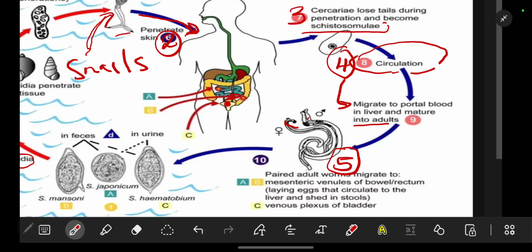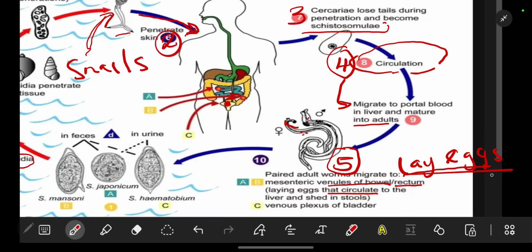After they move to those areas, they are able to lay their eggs. So they lay their eggs. You should be writing what I'm saying. They lay their eggs as they move as a pair. So paired adult worms migrate to the mesenteric venules of the bowel and the rectum, laying the eggs, which go to the liver and are shed in the stool. These will be released in the stool and the urine. So number 5, a pair of them move to the rectum and the bladder and they lay eggs.